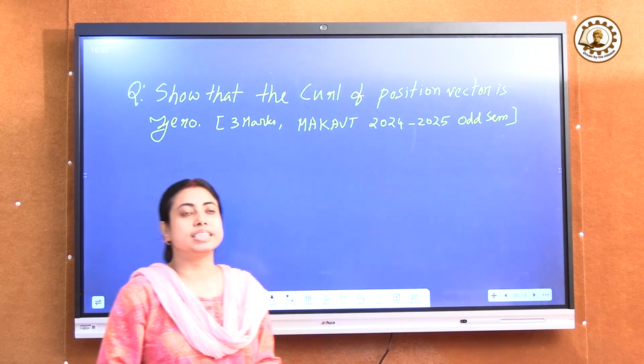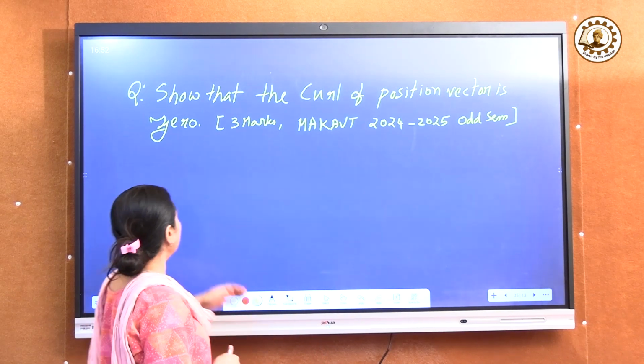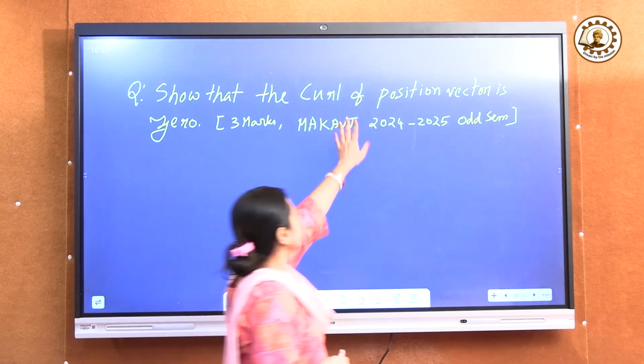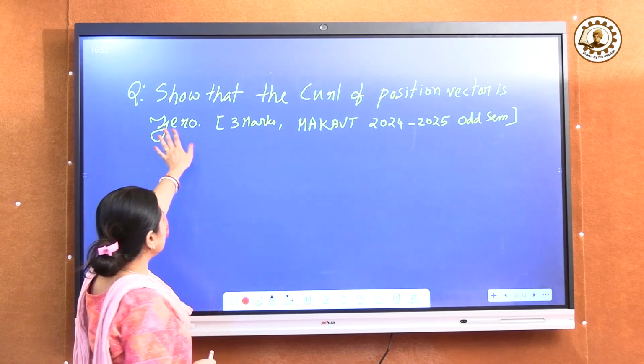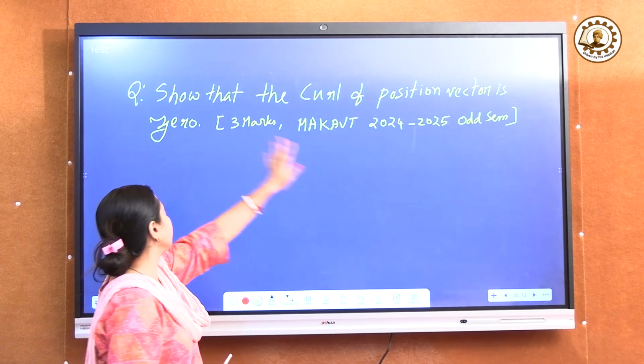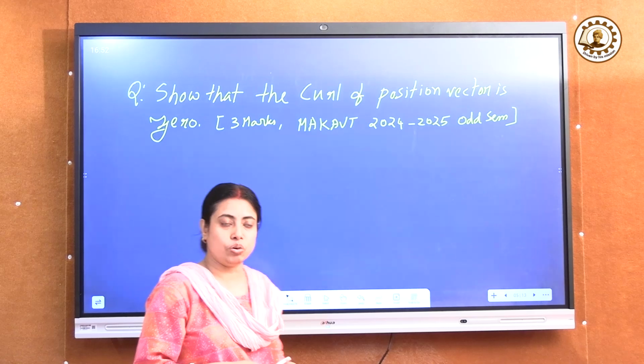Today, we will be solving a few problems which came in the year 24-25 of the fourth semester. So the question is, show that the curl of a position vector is 0.